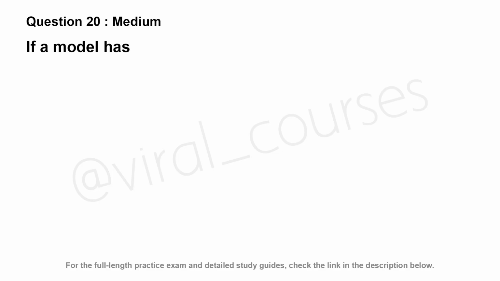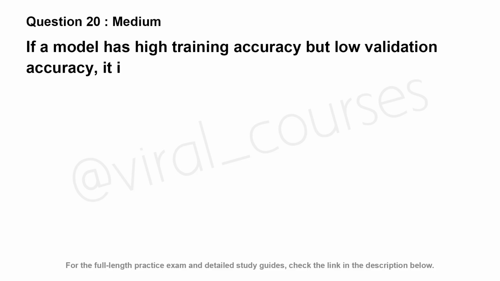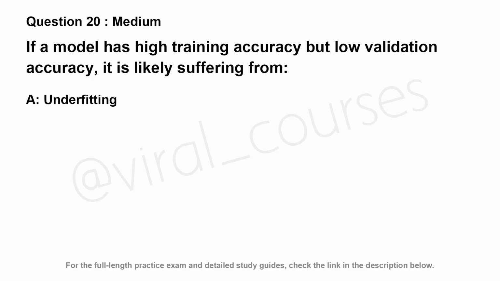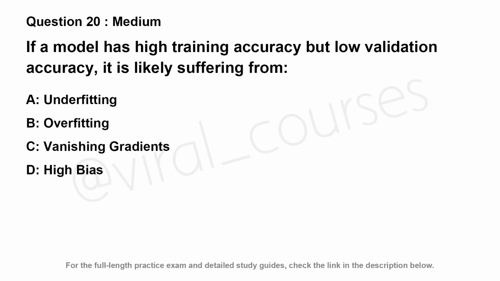If a model has high training accuracy but low validation accuracy, it is likely suffering from Option A, underfitting. Option B, overfitting. Option C, vanishing gradients. Option D, high bias.